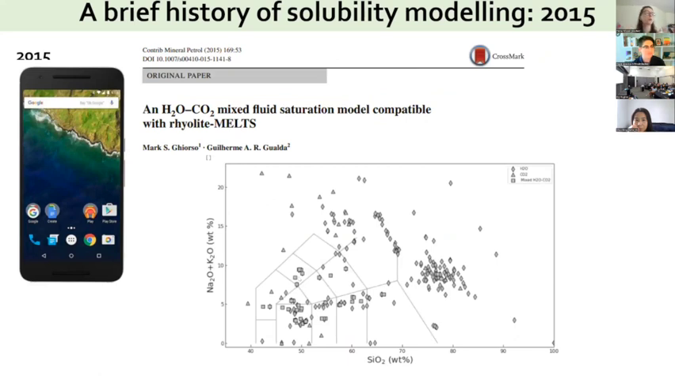And then kind of the big model, MagmaSat, comes along. This was supposed to be internally consistent with Rhyolite melts. And you can see this uses a huge range of melt compositions. So we're no longer working in just basalt space or Rhyolite space. We're kind of crossing the whole of compositional space.